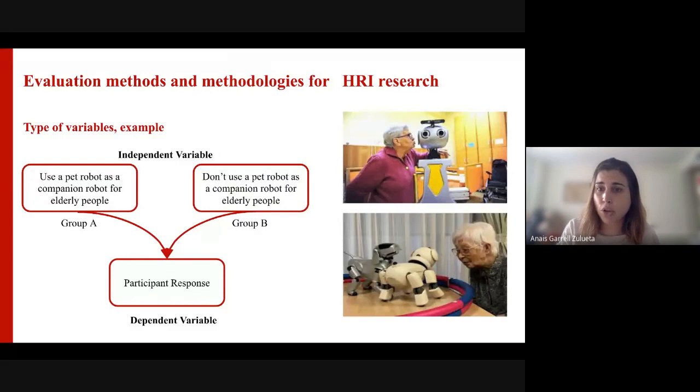Here is an example. Imagine I have some companion robots that help elderly people. My independent variable is the use or not use of this companion robot, so I have two groups. Group A uses a pet robot as a companion robot for elderly people. Group B doesn't use a pet robot as a companion robot. The dependent variable is the participant response. This response will give me some results that I have to analyze, and it will give me the opportunity to reject or not the null hypothesis.